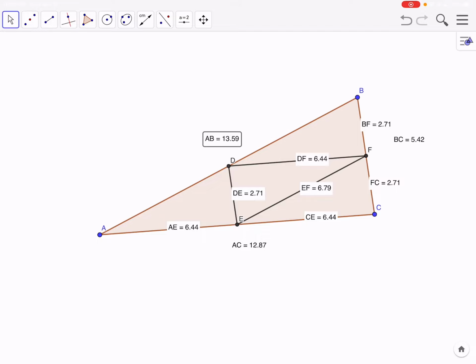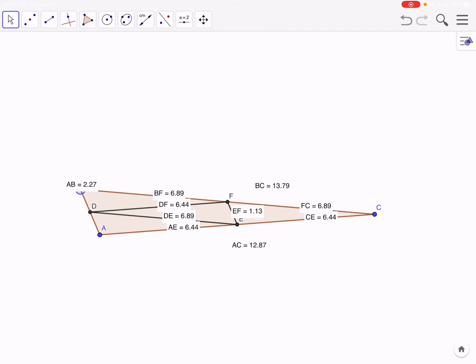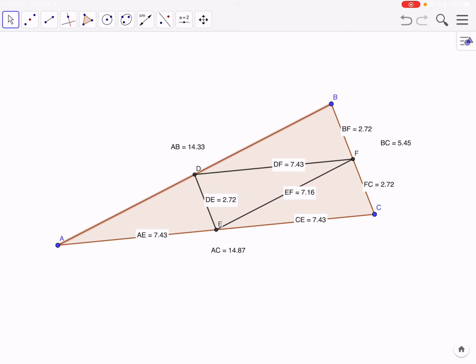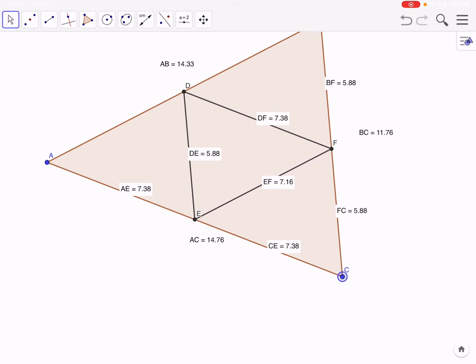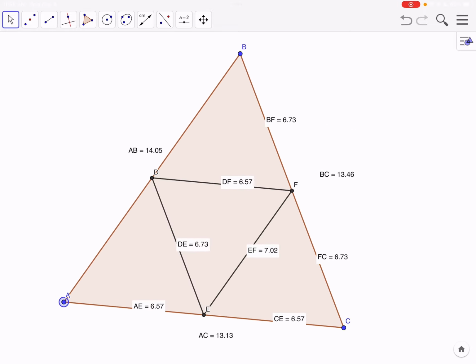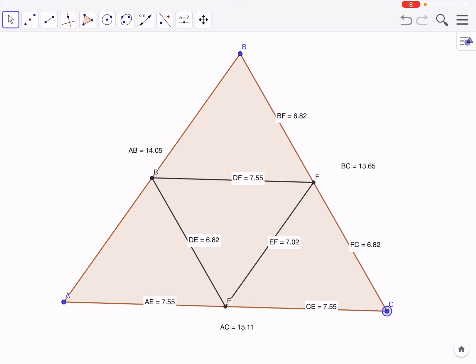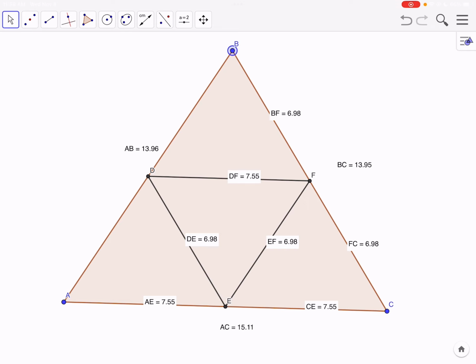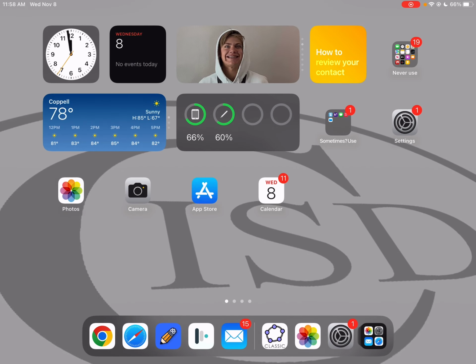So the mid-segment is exactly half its base, and it is parallel to its base. And no matter what I do, these numbers continue to stay true. They continue to be half, half, half, half. That black triangle is called a mid-segment triangle. When you do this, what does it look like? It looks like our Triforce from the game Zelda, right?